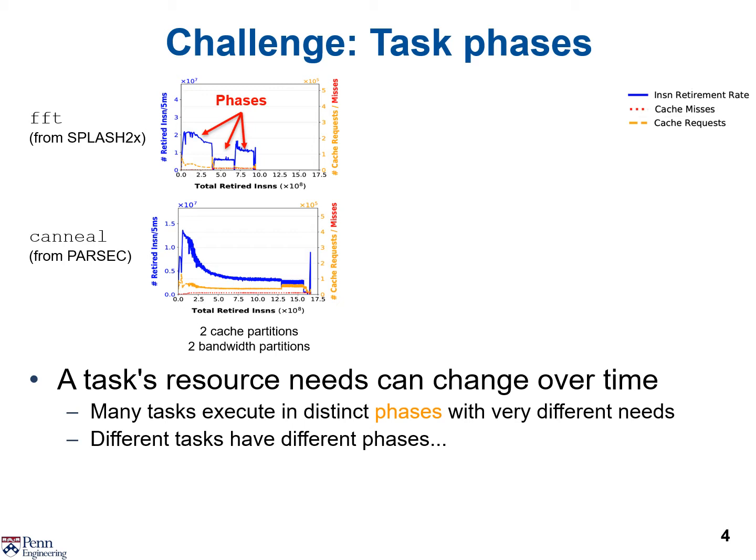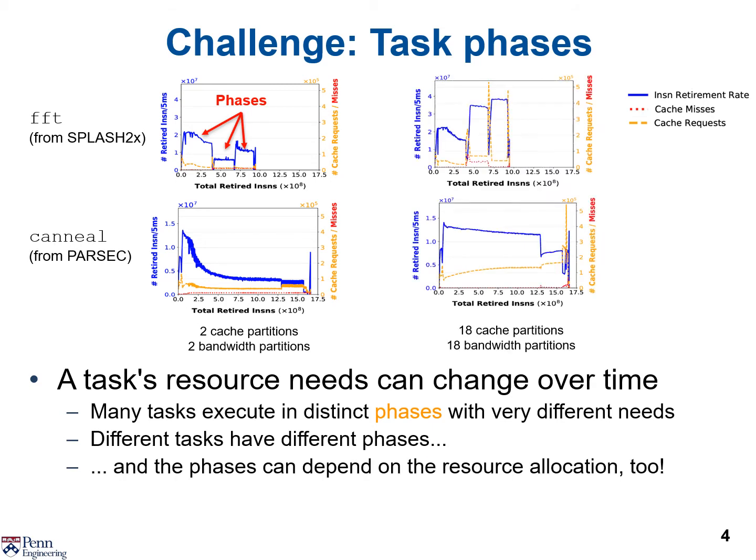These phases are also unique within a given application, depending on the number of resources that we provide. Giving FFT and Canneal 18 cache and memory bandwidth partitions, we can see that the phases are dramatically different. Now, one might expect that providing more resources would always lead to an increase in a task's rate of execution. But with FFT, we can actually see that this is not the case.